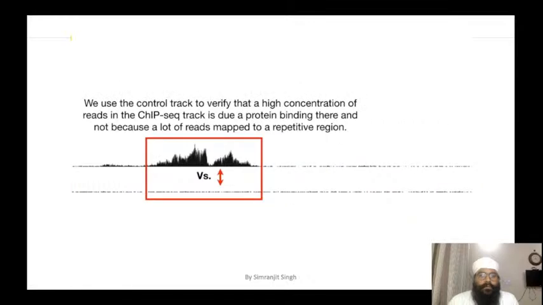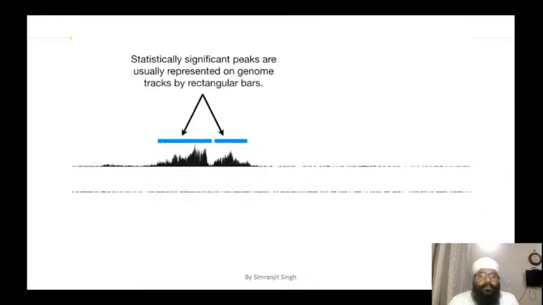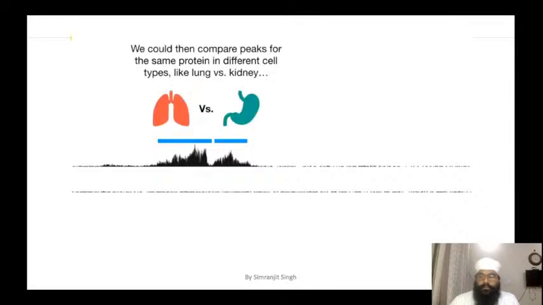We use the control track to verify that a high concentration of reads in the ChIP-seq track is due to a protein binding there and not because a lot of reads map to a repetitive region. Statistically significant peaks are usually represented on genome tracks by rectangular bars. We could then compare peaks for the same protein in different cell types, like lung versus kidney.